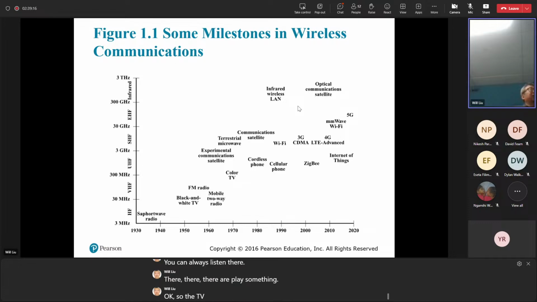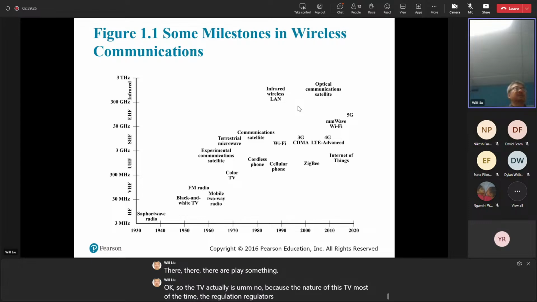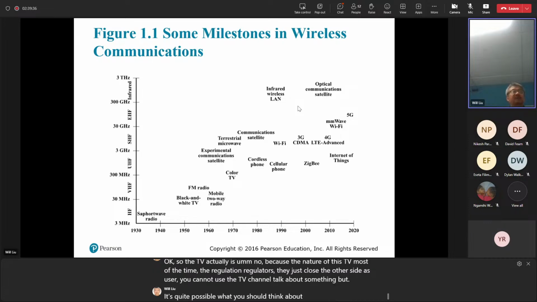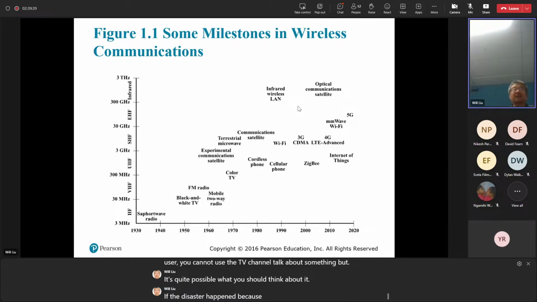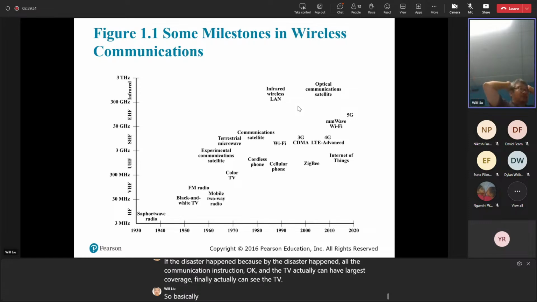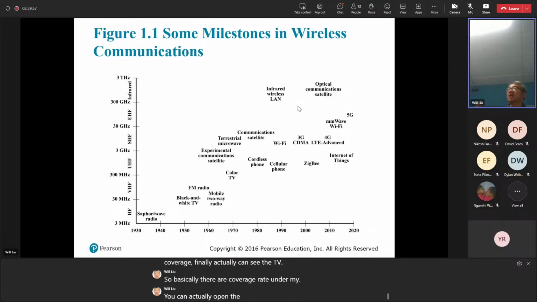So the TV actually is one channel as well. Because of the nature of TV, most of the time the regulators just close the other side. As a user, you cannot use the TV channel to talk about something. But it's quite possible, or you should think about it, if a disaster happened. When a disaster happens, all the communication infrastructure goes down, and the TV can have the largest coverage, right? So everybody can see the TV. Basically, their coverage rate is much higher than other channels.